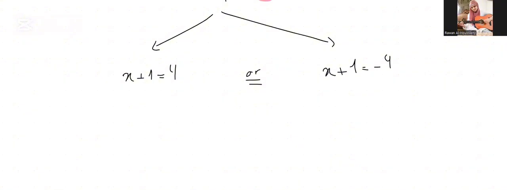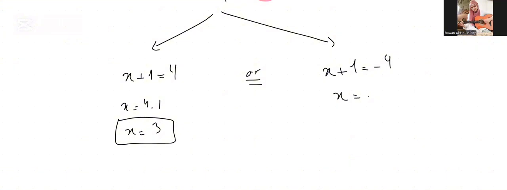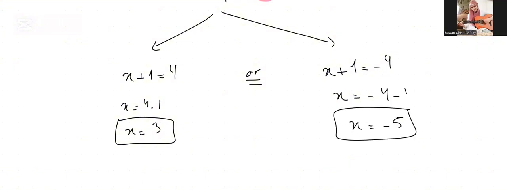Now let's solve each equation. So here we have x plus 1 equals to 4, so x equals to 4 minus 1, so x equal to 3. So this is our first solution. And for the second one, x plus 1 equals to minus 4, so I get x equal to minus 4 minus 1, so x equal to minus 5. So here we have 2 solutions. It's either x equals to 3 or x equals to minus 5.